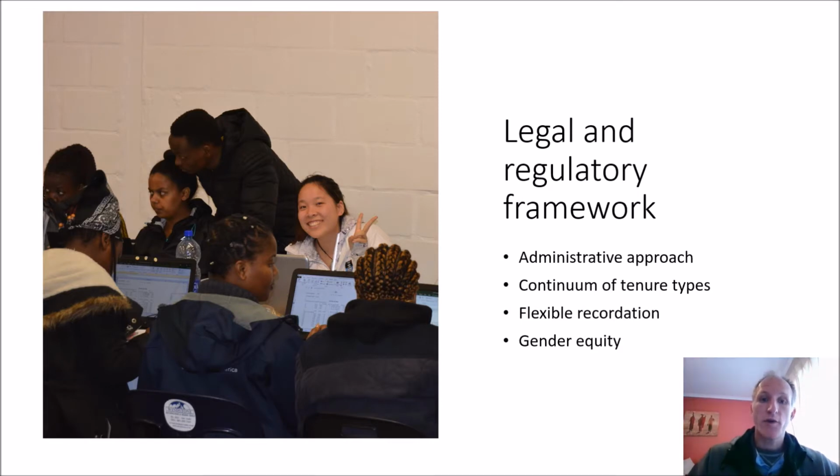Finally, for the legal and regulatory framework, we've got insurance of gender equity. Acknowledging that this is complicated due to entrenched cultural norms and power structures, the fit-for-purpose approach highlights that there are benefits to improving land rights for women and other marginalized groups. Such an approach also supports Sustainable Development Goal number 5, which is concerned with gender equity.